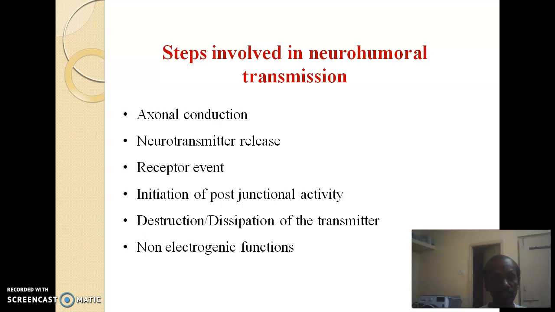Basically, there are 6 steps which are involved in this process. Those are axonal conduction, neurotransmitter release, receptor event, initiation of post-junctional activity, destruction or dissipation of the transmitter, non-electrogenic functions.